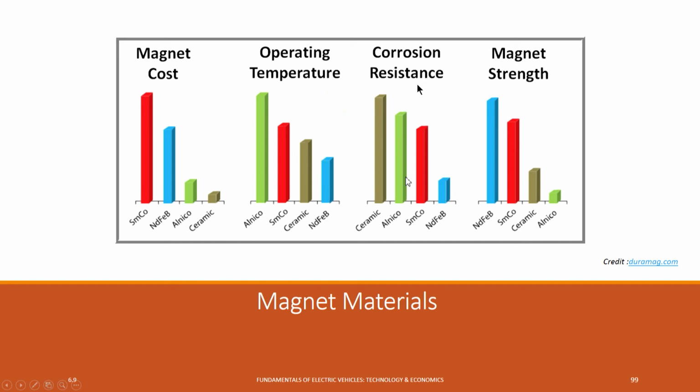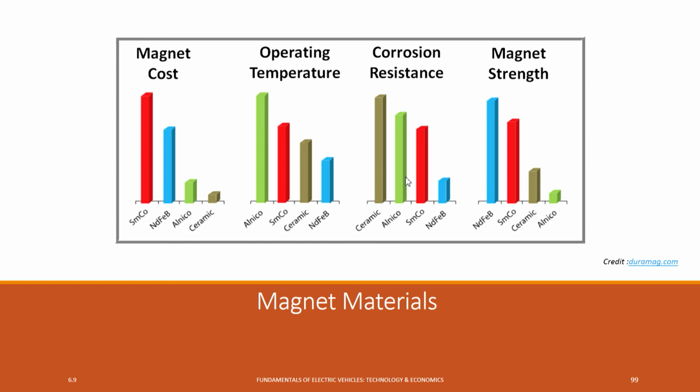On corrosion resistance, ceramic is very good, because the ferrite magnet is just made of rust. It is already corroded material. It cannot corrode anymore. Alnico comes next. Samarium cobalt comes after that. And the poorest is NdFeB. And yet we always talk about NdFeB, because in terms of magnet strength, NdFeB is the best. The value of B in Tesla that I can get with NdFeB is unmatched by any of the other magnets. And a ferrite magnet is even better than alnico, but where alnico scores over a ferrite magnet, ceramic magnet, is in the temperature. So, given this, which magnet should we go with? It becomes a complicated question to answer.